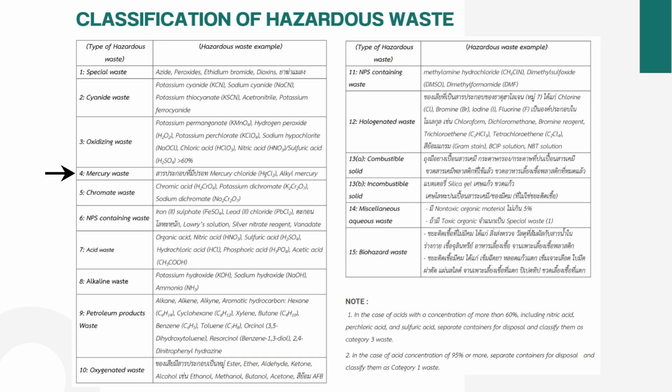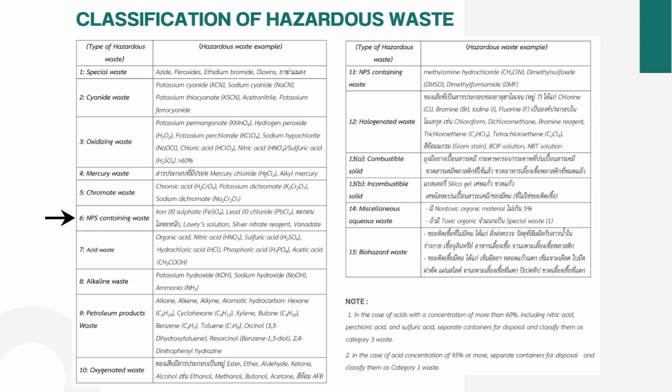Mercury waste involves any waste containing mercury compounds or metallic mercury, which are extremely toxic to living organisms and require sealed containers to prevent vapor release. Chromate waste, such as chromic acid or potassium dichromate, is both corrosive and carcinogenic, posing severe health and environmental risks.